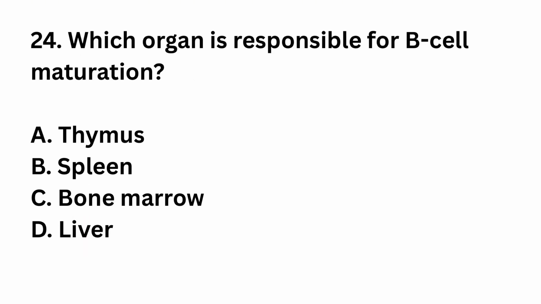Question number 24. Which organ is responsible for B cell maturation? Thymus, spleen, bone marrow, liver. The right answer is option C, bone marrow. B cells develop and mature here before entering the circulation. It is a primary lymphoid organ.